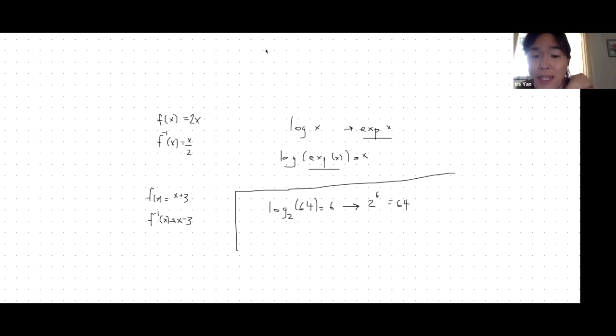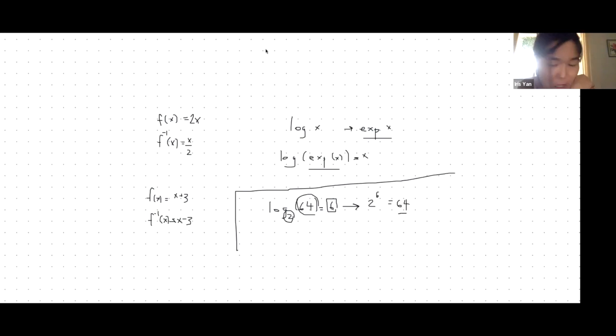The log of something in a certain base means, what should I raise this base to the power of to get my 64? And the result is 6. If you raise 2 to the 6, you get 64. This is all it means. It looks complicated, but it's actually not that bad.